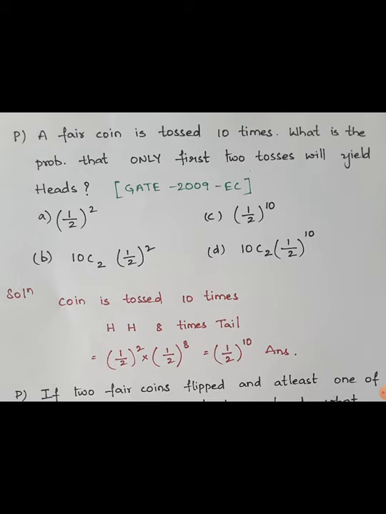Now we all know that when I toss the coin, the probability of the head is equal to 1 by 2 and the probability of the tail also is equal to 1 by 2. So first 2 times I am getting the head, so 1 by 2 to the power of 2. And next 8 times the tail, again the probability of the tail is 1 by 2 to the power of 8. So this is equal to half to the power of 10. So C is the answer.